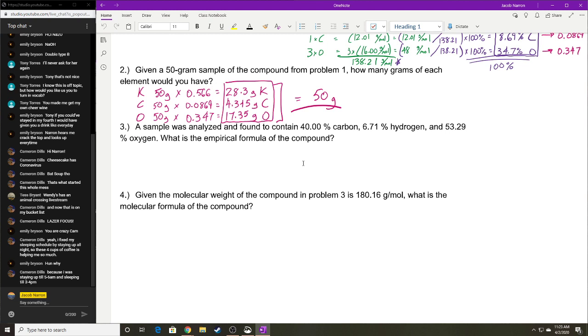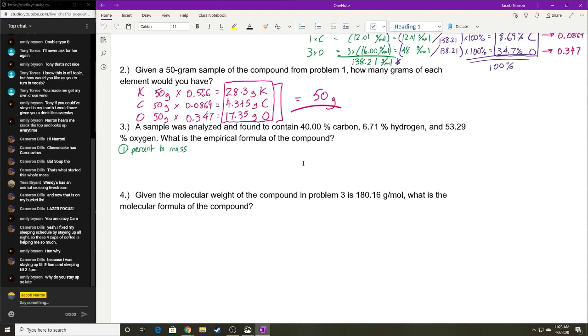You're always going to start by first doing percent to mass. That's step 1. Percent to mass. So literally, all I'm going to do is write all these numbers we just got. In fact, I think I need a little bit more room. I'll squeeze it in. It'll be okay. Percent to mass is step number 1.